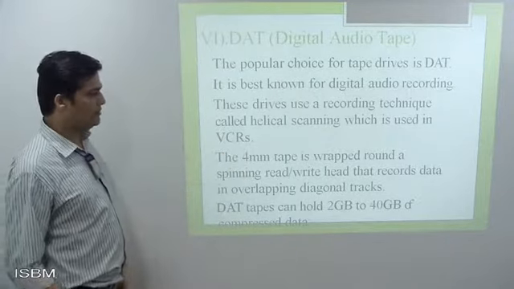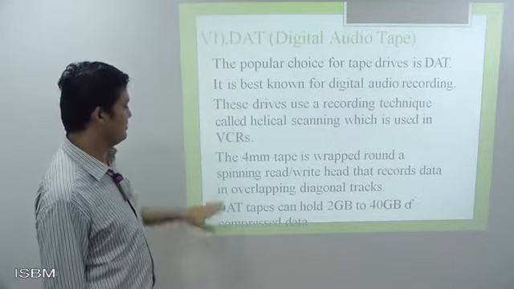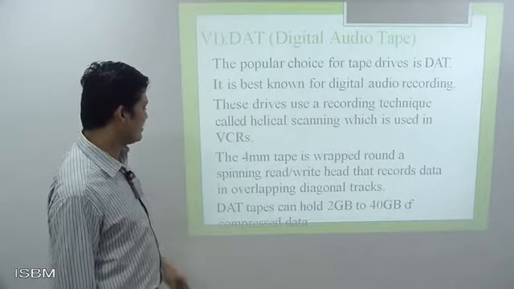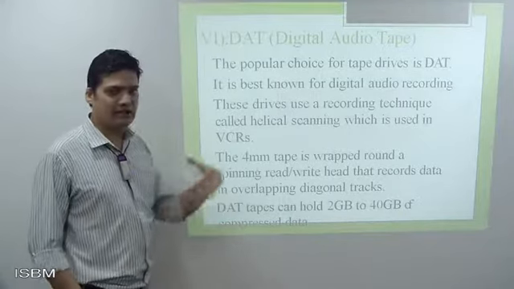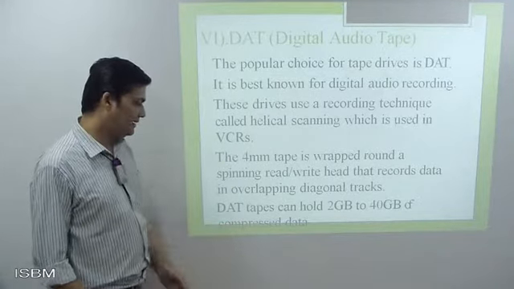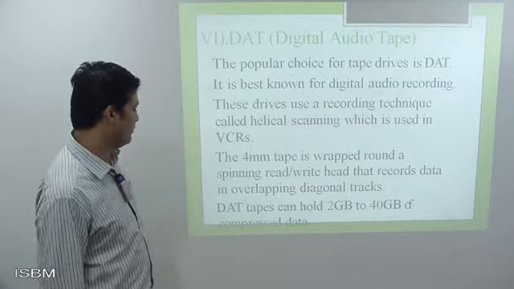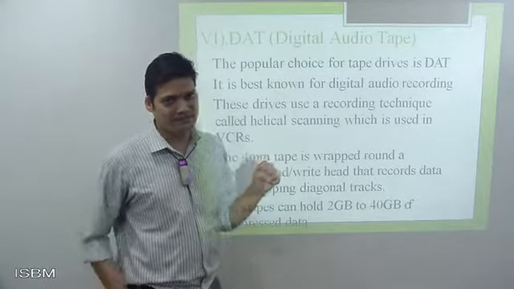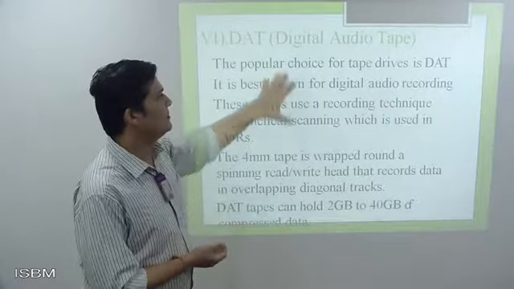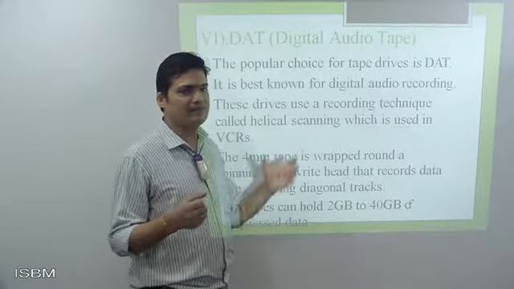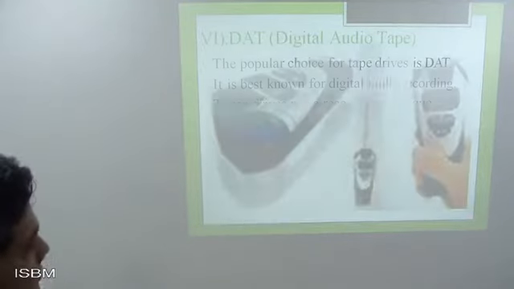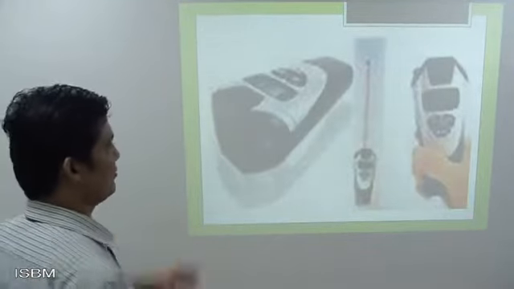The 4 mm tape is wrapped around a spinning read and write head. It records data in overlapping diagonal tracks. DAT tapes can hold 2 GB to 40 GB of compressed data. So if you want to compress data and store it, DAT is the best option, where you can compress and store the data. So this is the DAT, a picture of DAT.